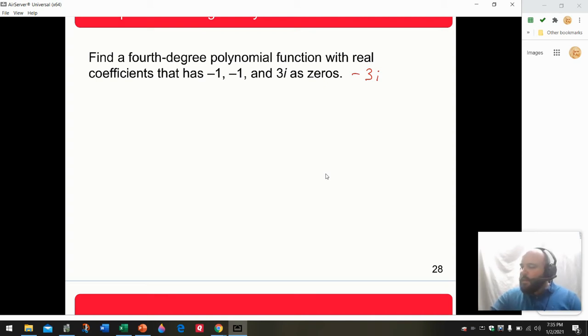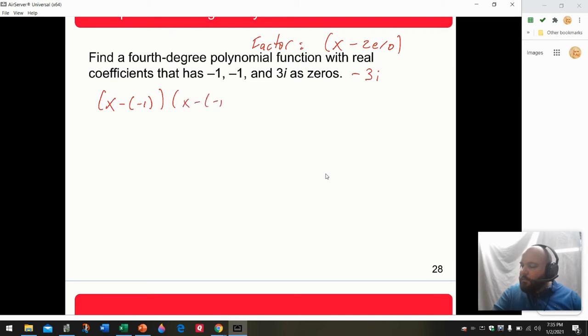So what do we do with this information? They want us to write a polynomial with these as the zeros. Recall that a factor is going to be x minus the 0. So in this case, we can write all 4 factors. It's going to be x minus -1, then another one of those, then x minus 3i, and then x minus -3i. I've set up all the factors based on the fact that x minus the 0 is a factor. You can see there's 4 of them, as there should be, because it's a fourth degree.